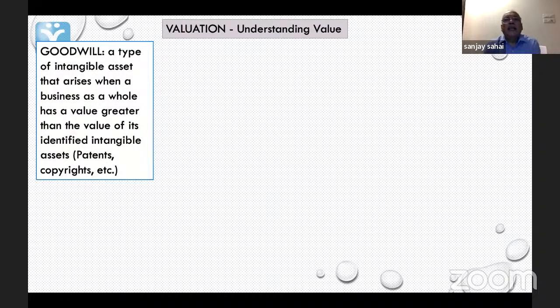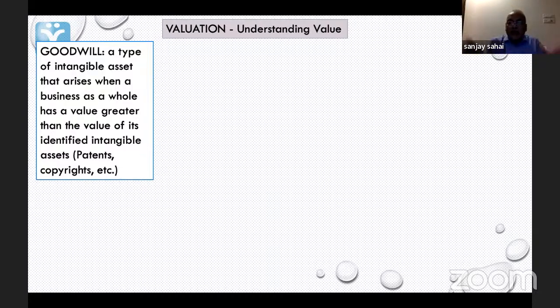Now, think of another aspect of value. एक intangible aspect, goodwill. Now, goodwill, इसका definition क्या हम देते हैं कि it is an intangible asset. कोई देख तो नहीं सकता ना goodwill. It doesn't have a physical shape. So it is an intangible asset that arises when a business as a whole has a value greater than the value of its identified intangible assets.